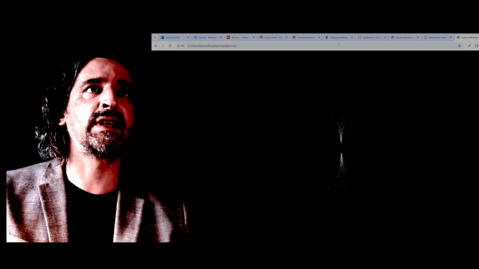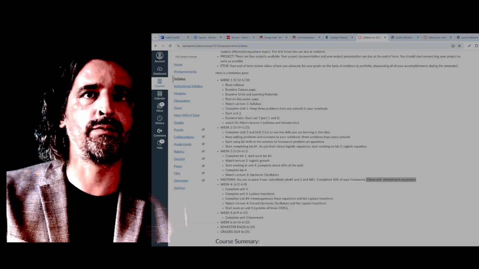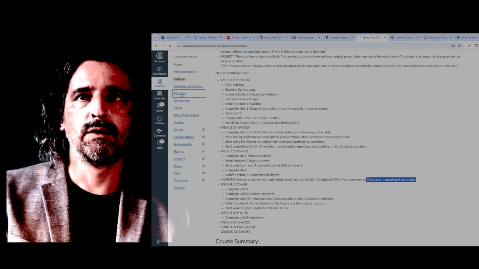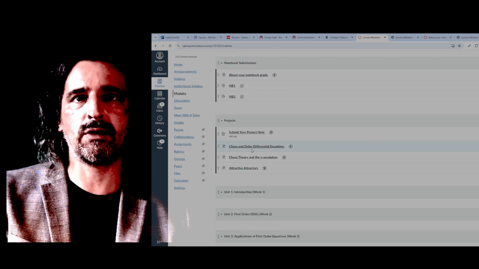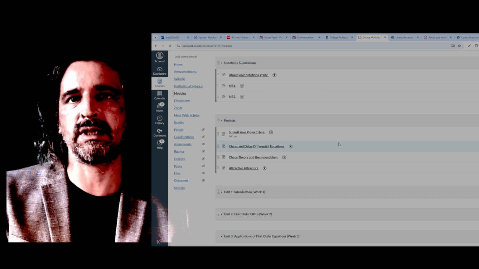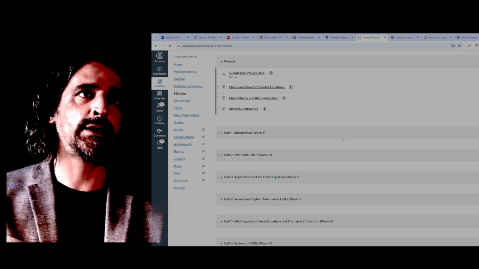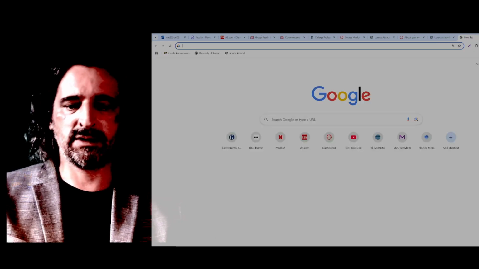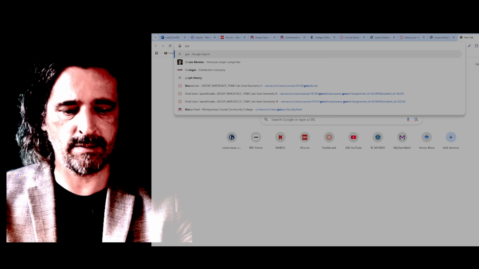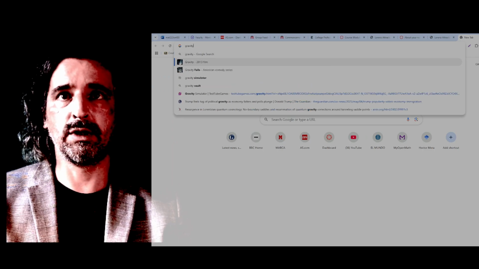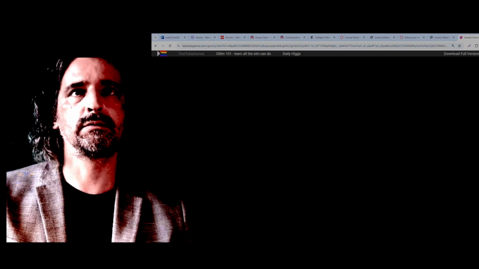The other projects are on chaos and delay differential equations, chaos theory, and then the pendulum. And there is another one: let's see if you can write a 3D version of the gravity simulator. So here is the gravity simulator.